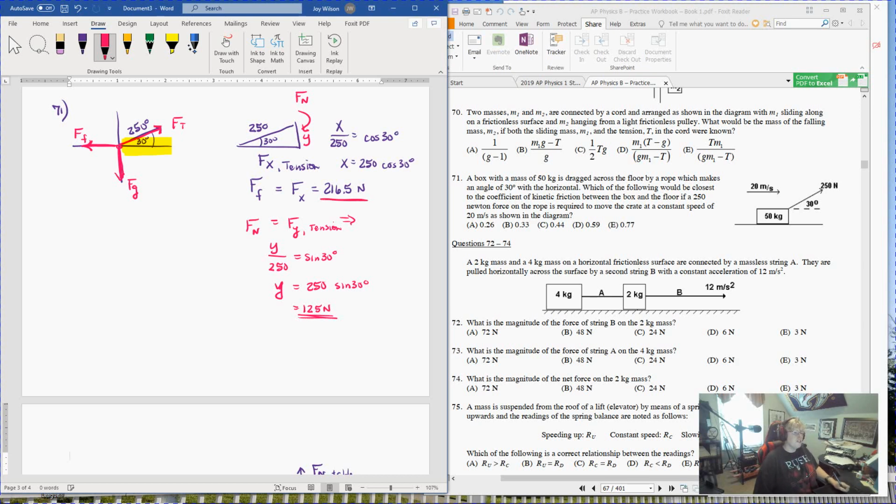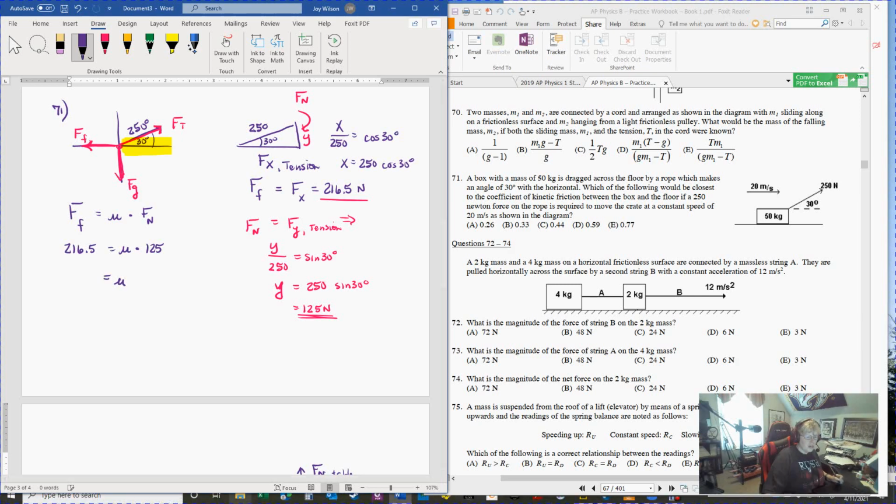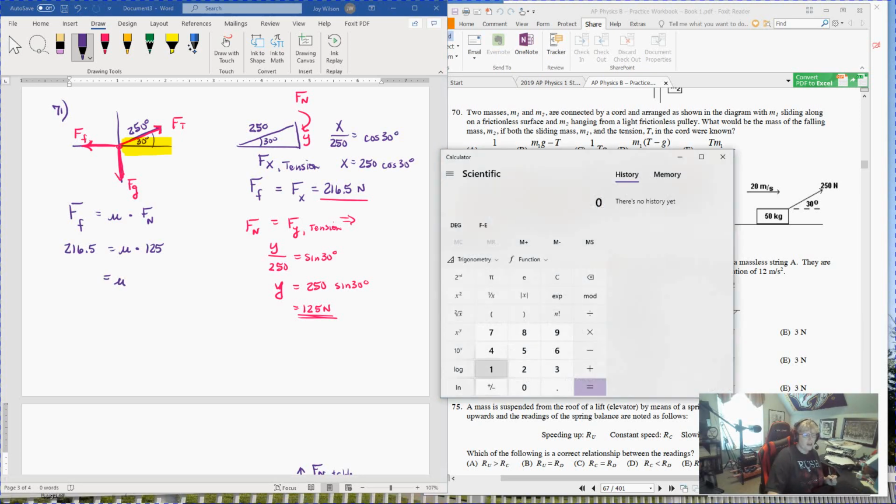So now we have the two pieces we need. We're going to use the formula off the equation sheet. Force of friction is mu times force normal. So force of friction, 216.5 equals mu times 125. So mu equals, once again, handy calculator, 216.5 divided by 125 is 1.732.